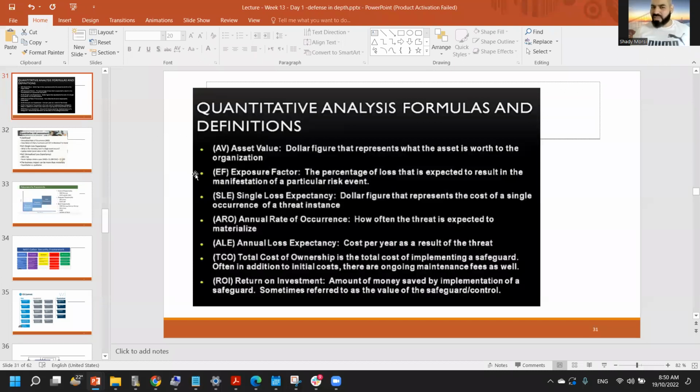What is AV? What is EF, which is exposure factor? What is single loss of expectancy? What is ARO, which is annual rate of occurrence? What is ALE? What is TCO, total cost of ownership? And we mentioned that the total cost of ownership usually is being calculated when you are implementing new controls.